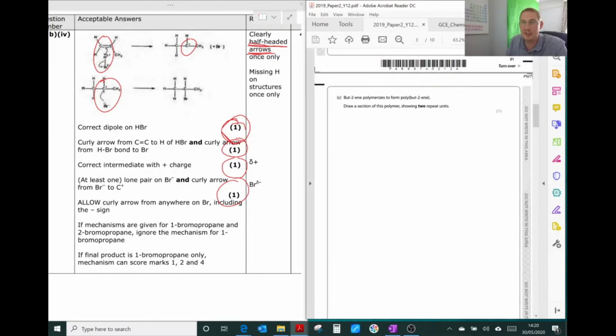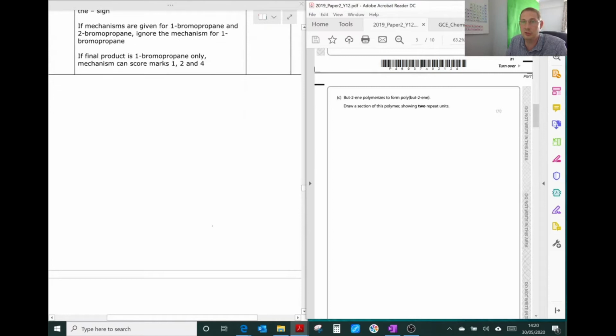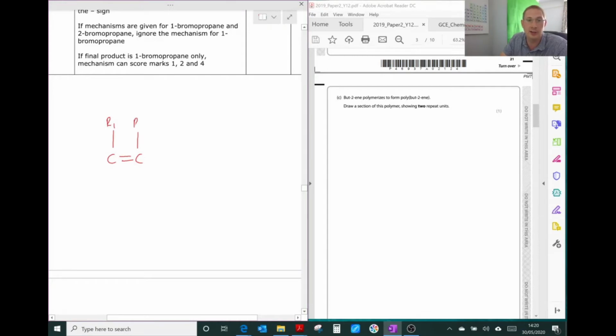Butene polymerizes to form polybutene. Draw a section of this polymer showing 2 repeat units. This is just from GCSE, right? So remember, whenever we're drawing an addition polymer, we base it around R1, R2, R3, R4. So if we draw butene like that, it's going to be CH3, C, C, CH3, hydrogen here.